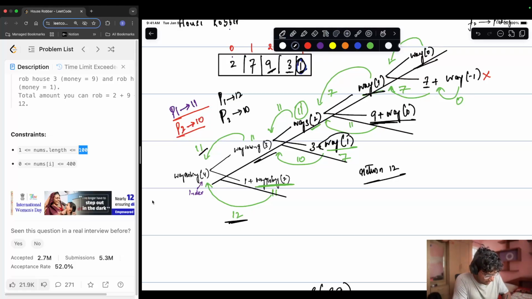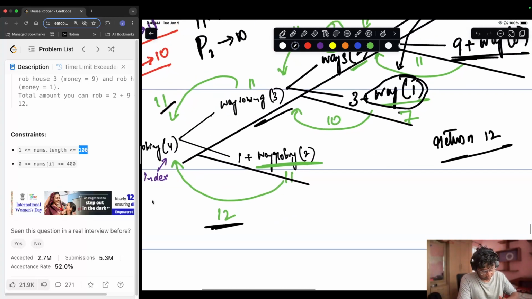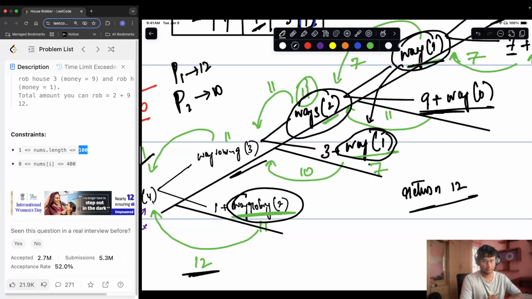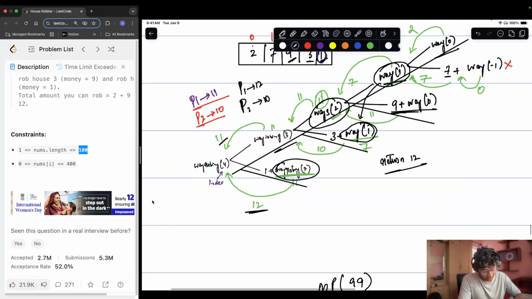I already calculated this value, maximum profit of 1, right? I'm just picking that answer from here. For ways of robbing 2, what did I do? I already calculated this answer over here, in the left subtree itself. I'm just taking that value and using it over here. I'm not going to make another recursive call, I'm not going to make two more recursive calls for this one.